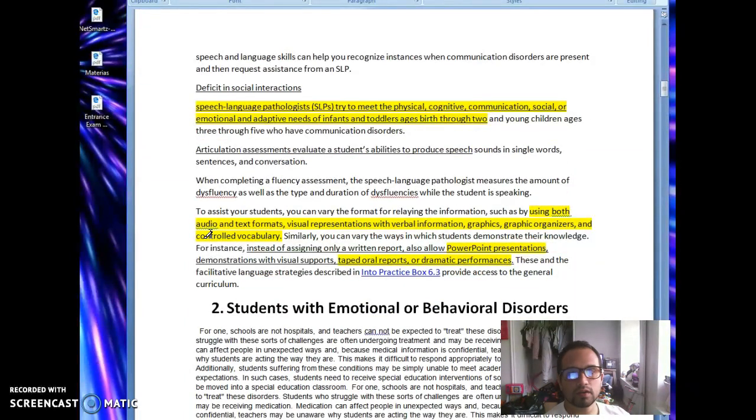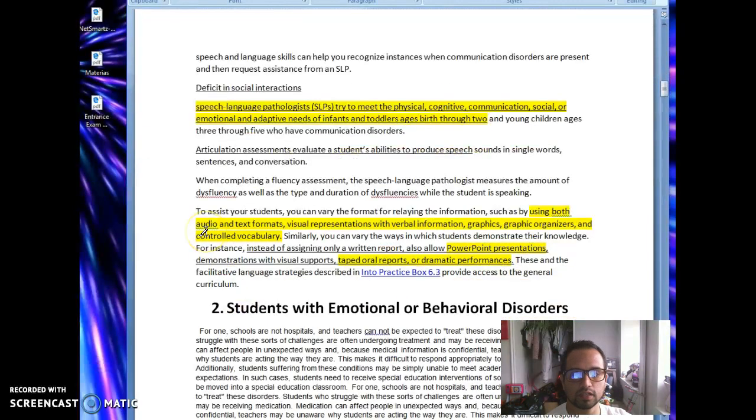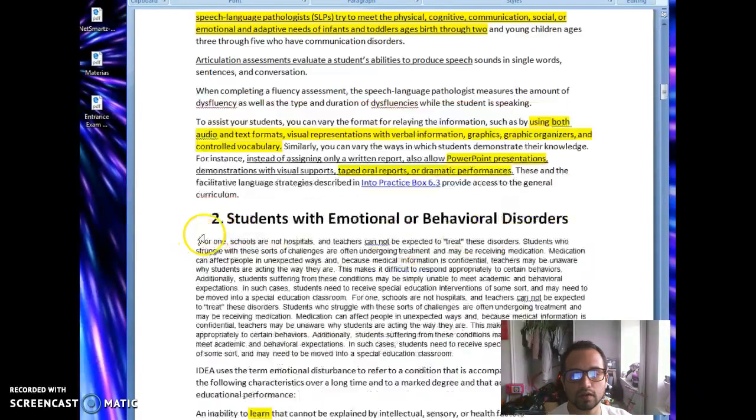The way we can help students with this type of problem is to help them with audio, text, or visual representation, like PowerPoints, which work great for that, as well as tape, oral, or dramatic performances. Since they may be unable to learn in a regular classroom, we'll use a different method, like the ones I mentioned, to help them retain that information.